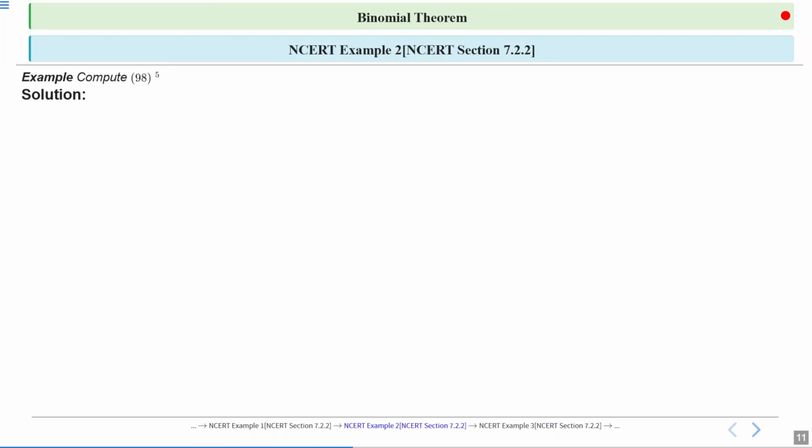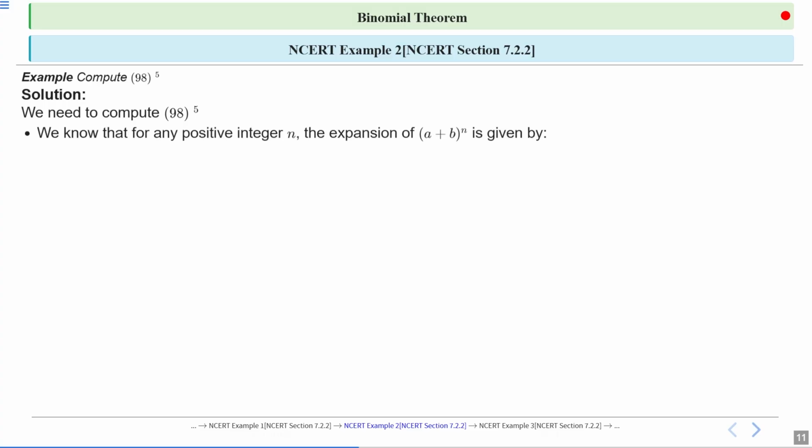So we will compute here 98^5. We need to compute 98^5, and the binomial theorem provides a way to expand expressions of the form (a + b)^n for any positive integer n. This expansion is a powerful tool for simplifying calculations. So now we are applying the binomial theorem to compute 98^5.